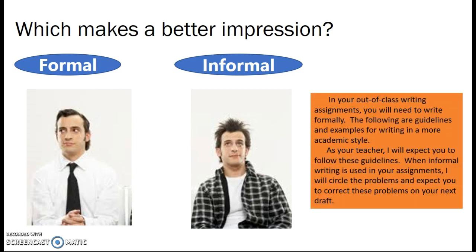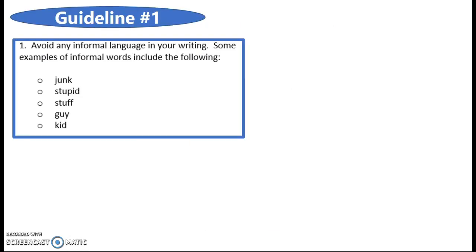As students, in your out-of-class writing assignments, you will need to write formally. So the following in this presentation are guidelines and examples for writing in a more academic style. This will give your future English teachers a better impression of your English language skills. And as your teacher, I will expect you to follow these guidelines. When informal writing is used in your assignments, I will circle the problems and just expect you to correct these problems on your next draft.